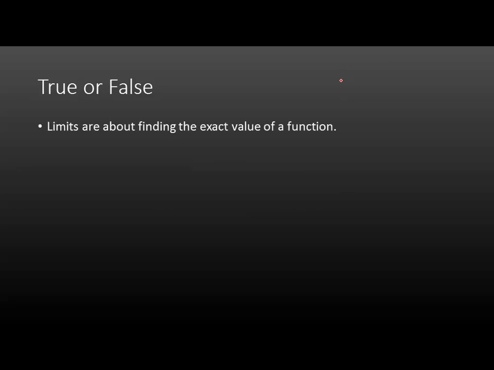Limits are about finding the exact value of a function, true or false. The answer is false. In limits, it's not about finding the exact value. Rather, it's about approximation, by getting closer. So not an exact value, but an approaching value, basically.